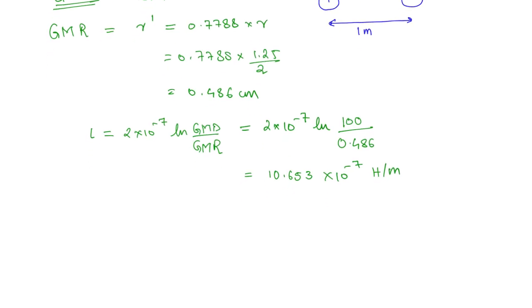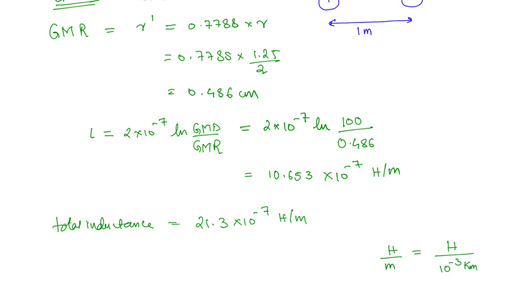Now this is the inductance for each conductor. So what will be the total inductance? So it will be twice of this value, right. So this you are going to get 21.3 into 10 to the power minus 7 Henry per meter. But in the question they have asked the inductance per kilometer. So we have to convert now this Henry per meter into Henry per kilometer. So how do you do this conversion? Henry per meter you can write as Henry by meters. 1 meter in kilometer is 10 to the power minus 3 kilometers. So this is equal to 10 cube Henry per kilometer.